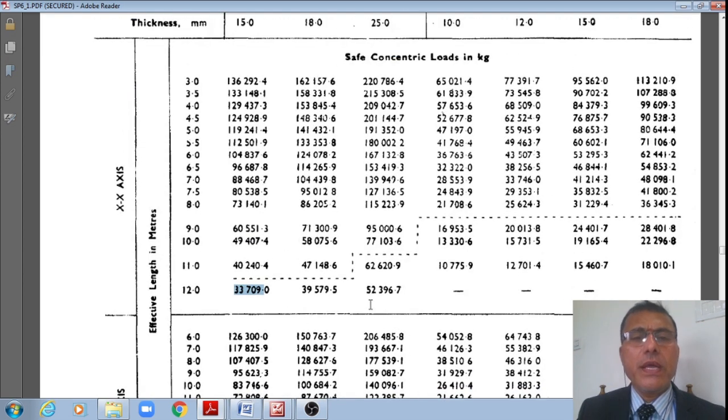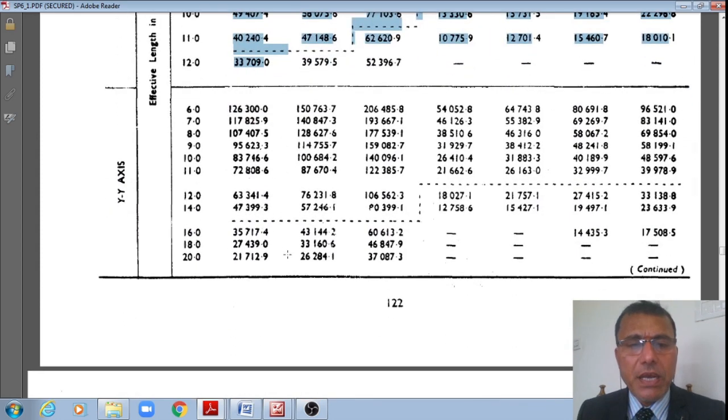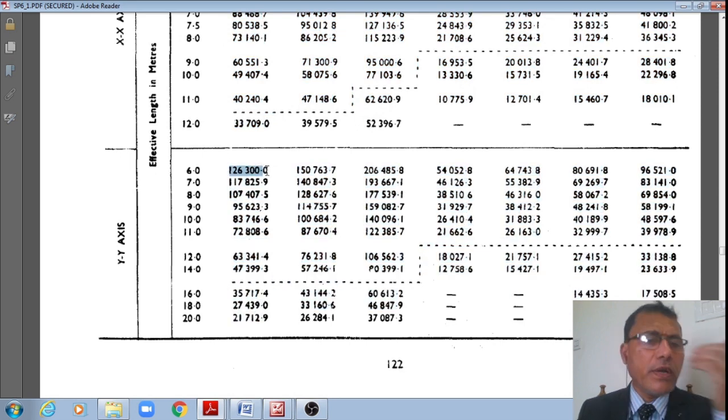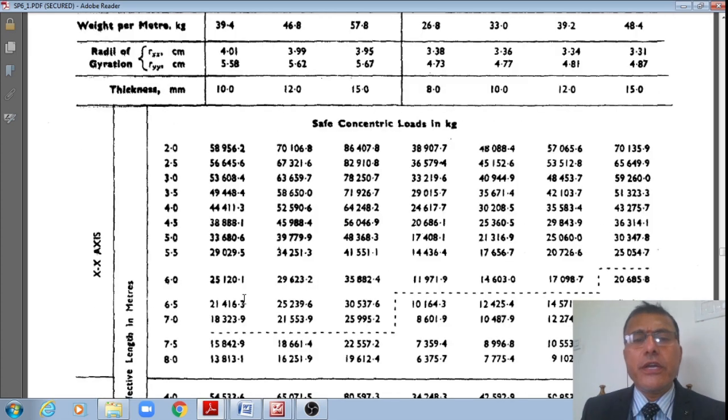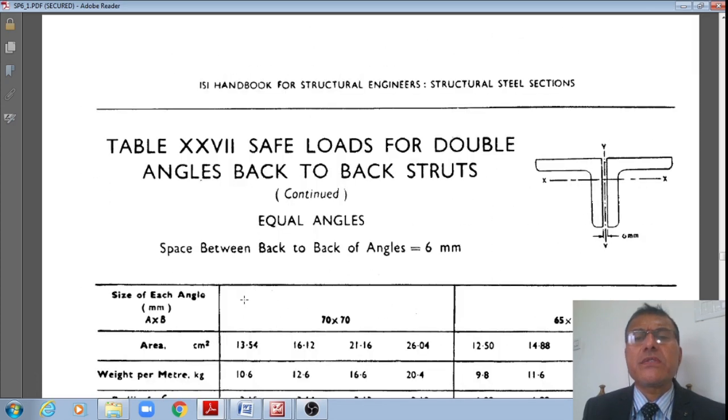That is how we can observe the values of the safe load carrying capacities and the inference from this table, right? About the major axis as well as similarly about minor axis. Even about minor axis also you can see, students, right? The safe load carrying capacity is 126,300 to a span. If the span is 20, then it is just 21,712, right? Almost 1 by 6, right? That is how many times it has reduced, right? Likewise, you can note down for other sections also, right?